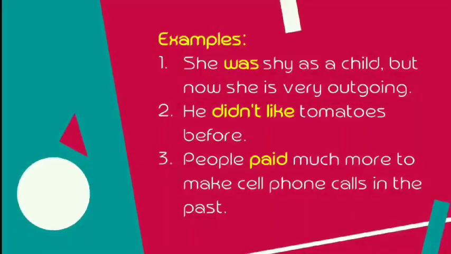For example, she was shy as a child, but now she is very outgoing. So she was shy as a child, that is the thing that happened before. But now she is very outgoing. Next, he didn't like tomatoes before. Next, people paid much more to make cell phone calls in the past.